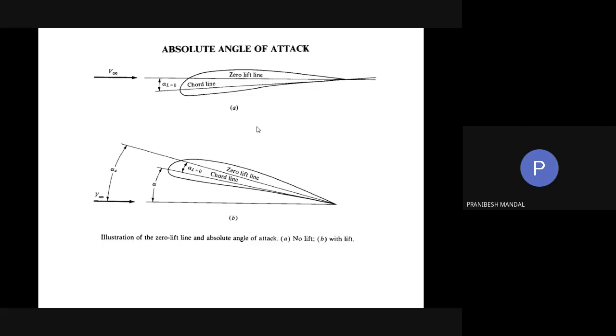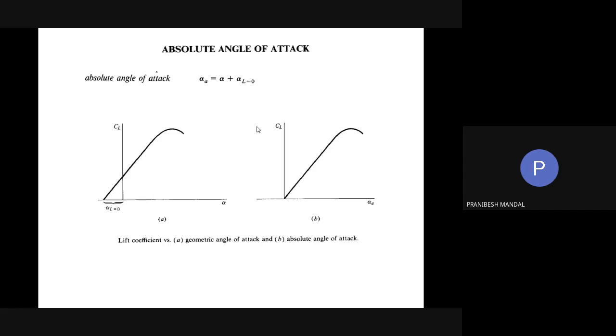No, sir. Okay. So what is the significance of this absolute angle of attack? The absolute angle of attack is given by the geometric angle of attack plus alpha L equal to zero. If we plot CL versus alpha A, the absolute angle of attack, we get this particular curve that goes through the origin. The geometric angle of attack is measured with respect to the chord line, so that curve does not go through the origin, but here it does. So in general we may say that if the absolute angle of attack is zero, the lift is zero.